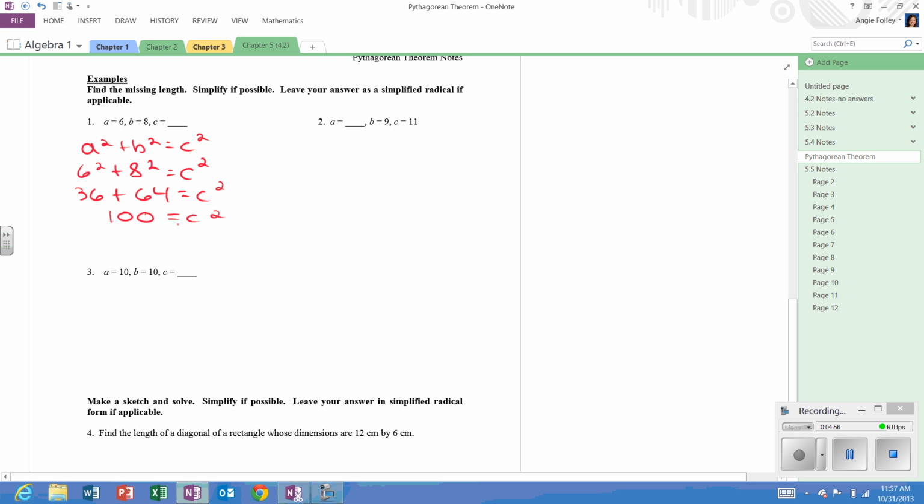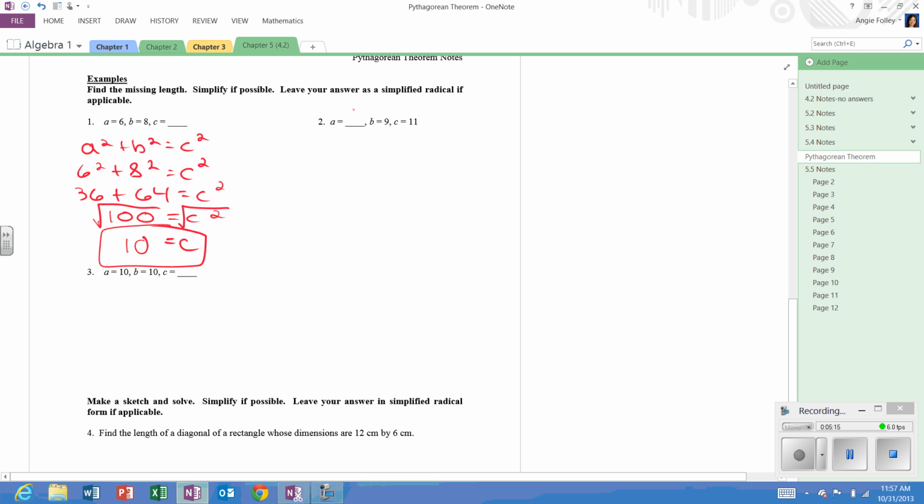So the way we solve for c is we take the square root. If we take the square root of one side, we have to do that to the other side. What is the square root of 100? Well, what do we have to multiply by itself? What do we square to get 100? Well, the answer is 10. 10 times 10 is 100. So your length in that case is 10.